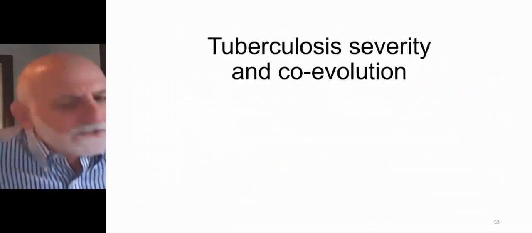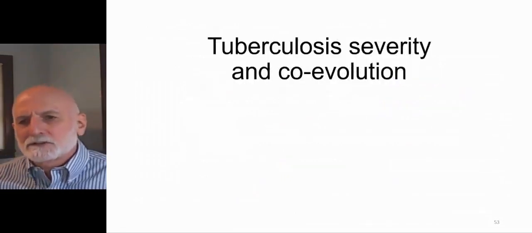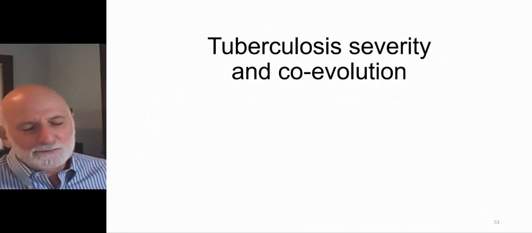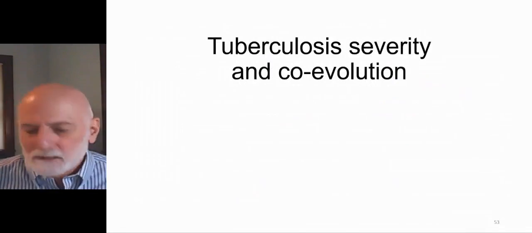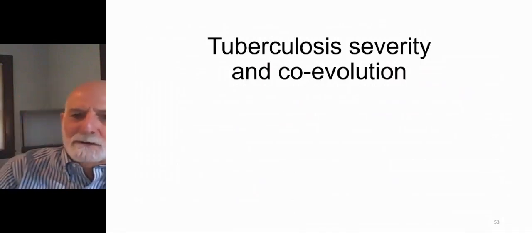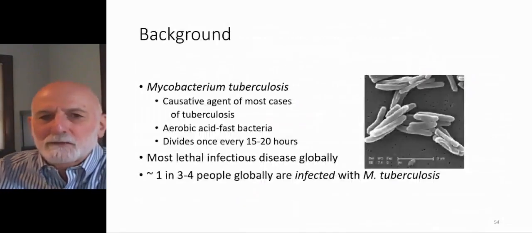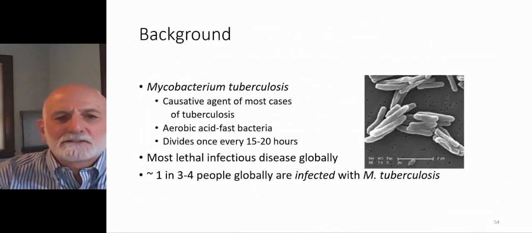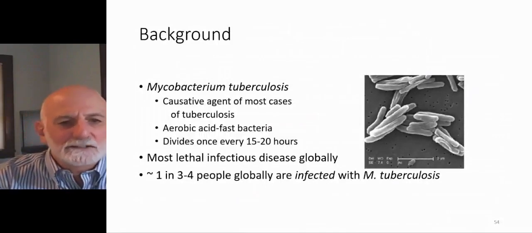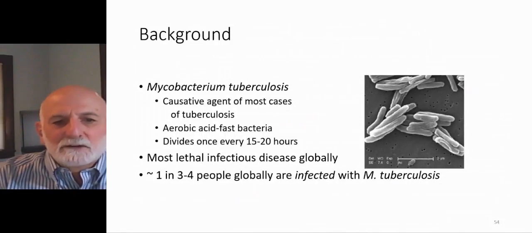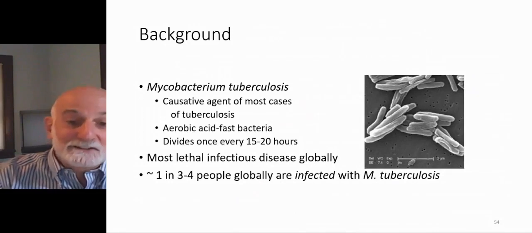Let me transition now to the second part of my talk. These are not the only two species with which we've co-evolved, but these are the ones I've been studying most intensively. So: Mycobacterium tuberculosis, severity and coevolution. Mycobacterium tuberculosis is the causative agent of most cases of tuberculosis. It's an aerobic acid-fast bacterium. It divides relatively slowly. It's the most lethal infectious disease globally.